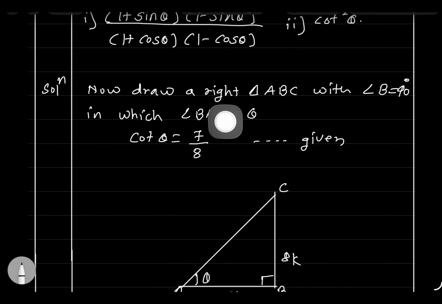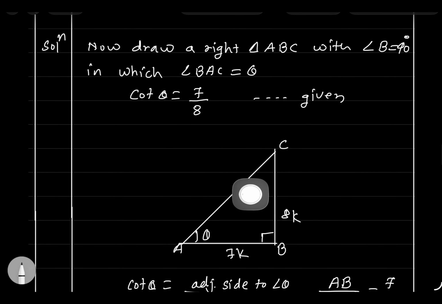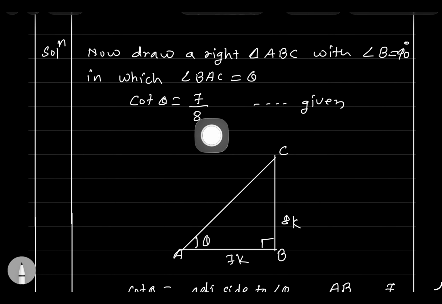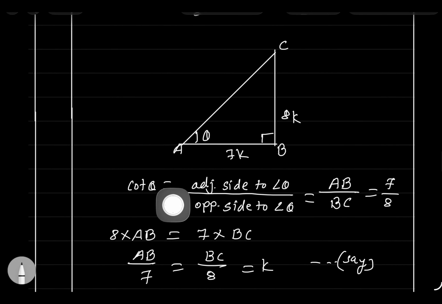See, we now draw the triangle ABC with angle B 90 degrees, in which angle BAC equal to theta. See, BAC equal to theta. So cot theta equal to 7 upon 8 is given. So what is cot theta? Cot theta is the reciprocal of tan theta. So cot theta means you can also write adjacent side to theta. What is the adjacent side?